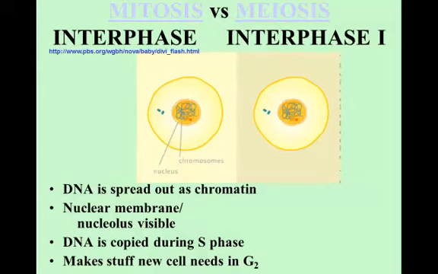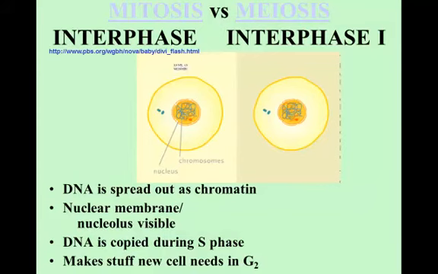If I look at an interphase cell under the microscope, I see a nucleus, I see a nucleolus. We're going to copy our DNA in S. Remember, S and G2 are part of that interphase. If the cell is going to divide, it copies its DNA in S and makes all the molecules and cell parts we need for the new cell in G2.